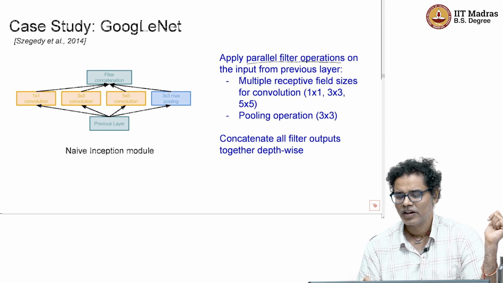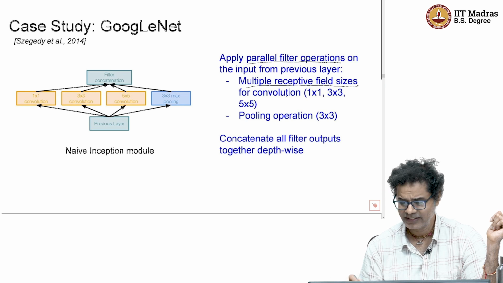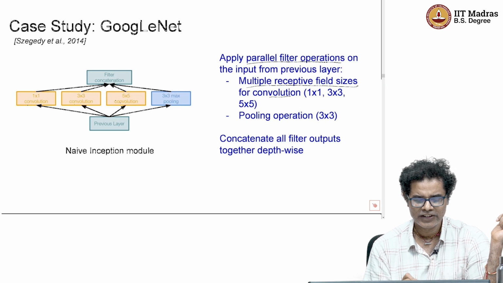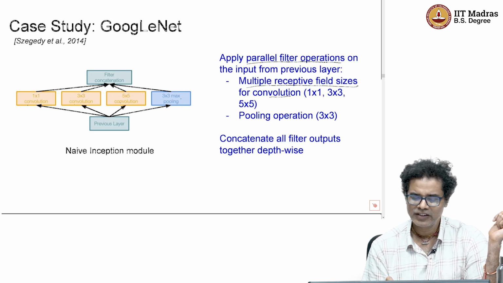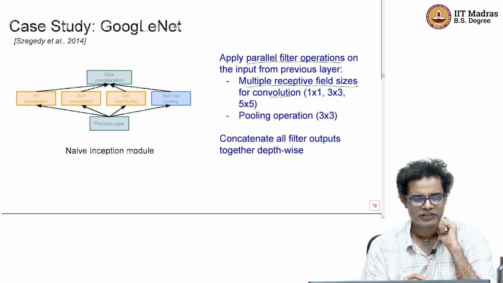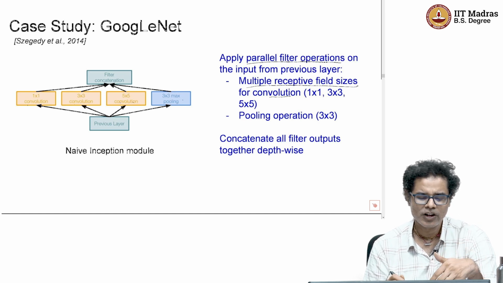The basic idea of Inception is that we apply parallel filter operations on the input from the previous layer, and the main idea is to use multiple receptive field sizes for convolution. For example, it is using 1 cross 1 convolution, 3 cross 3 convolution, 5 cross 5 convolution, and 3 cross 3 max pooling. So it is taking all of these. We'll come to what 1 cross 1 means.